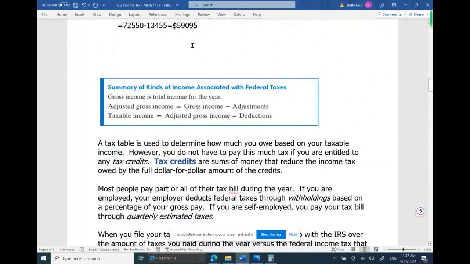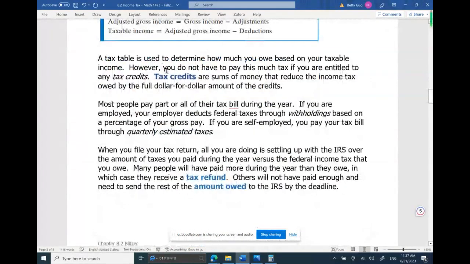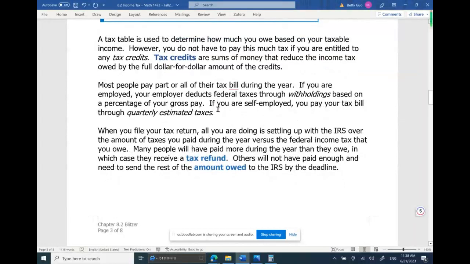Okay, yeah, the related formulas are right here. A tax table is used to determine how much you owe based on your taxable income. So when we say income tax rate, federal income tax rate, those rates are going to apply on your taxable income, not your gross income, right? So in this part, we mention what tax credits are. Tax credits are sums of money that reduce the income tax owed by the full dollar for dollar amount of the credits. Yeah, dollar for dollar, that's the best thing ever.